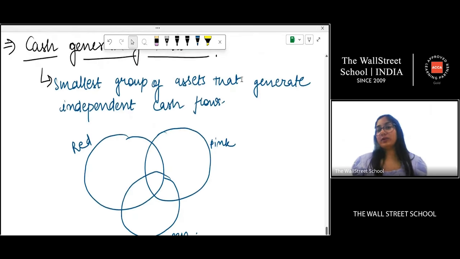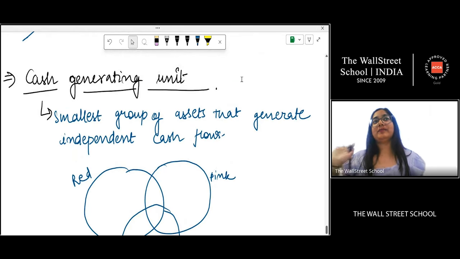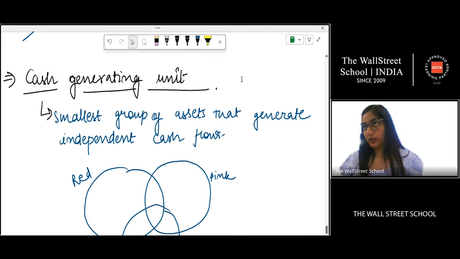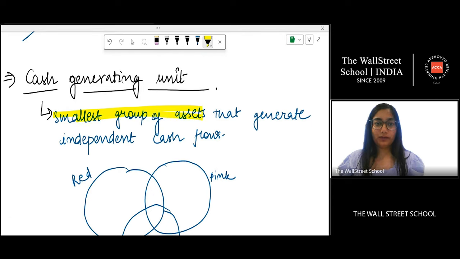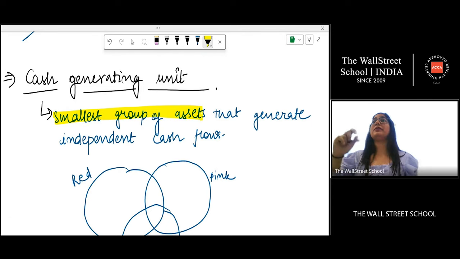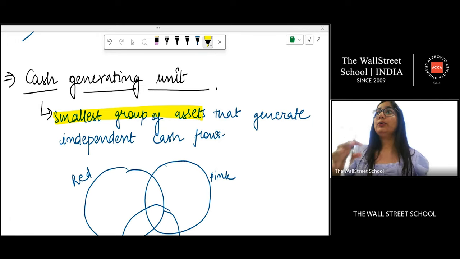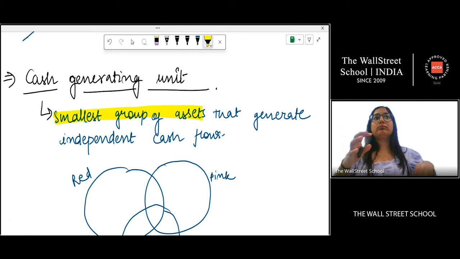This is the last concept of this accounting standard as per your syllabus, and that is cash generating units. Cash generating units simply means that, take the example of a group of assets. Sometimes it is not even possible for us to calculate how much revenue or independent cash flows our asset is generating for us. We are not even able to calculate that.